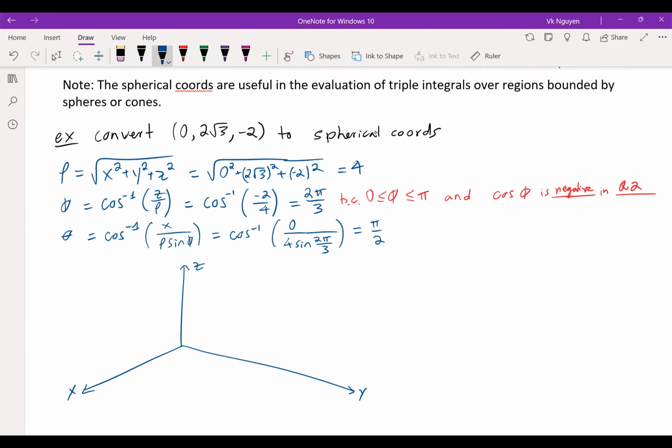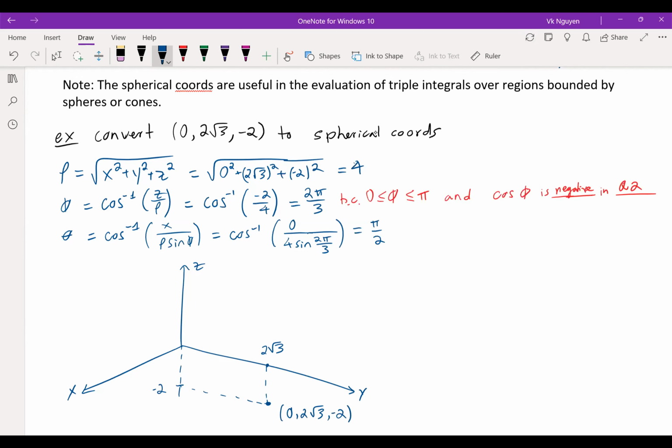Plotted out in rectangular coordinate. x equal to 0, y is equal to 2 root 3. And then z is going to be negative 2. So we got to go down here. Negative 2 is going to be right here, and like parallel. Okay, so this is the point (0, 2 root 3, negative 2).